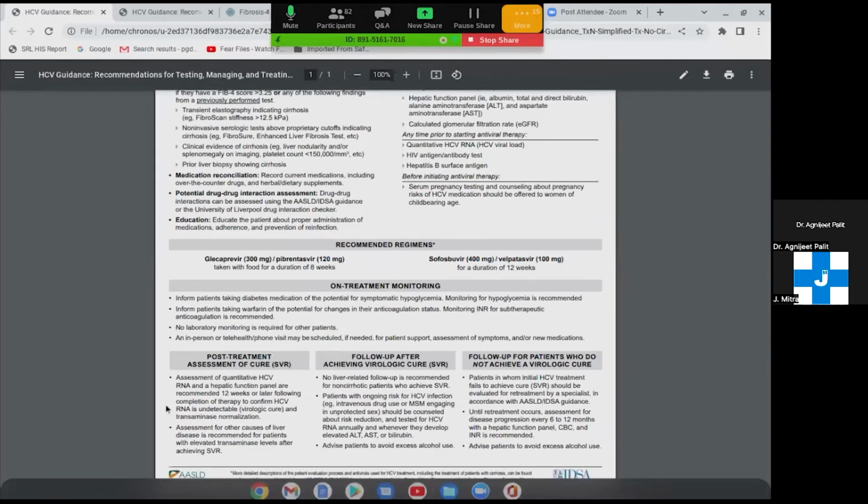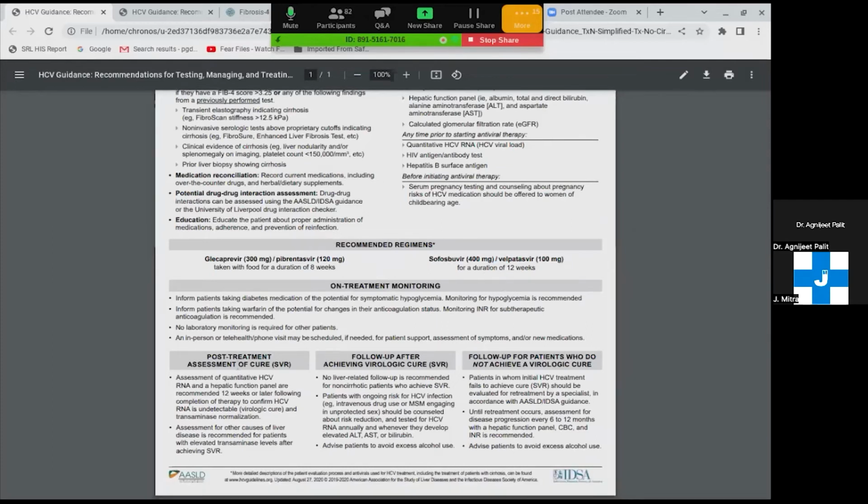It is important that after the treatment, we see whether there has been SVR or not. So quantitative HCV RNA and a hepatic function panel are recommended 12 weeks or later following the completion of therapy. In cases where there has been SVR, follow-up is recommended in patients with ongoing risk of HCV infection. However, no liver-related follow-up is recommended for non-cirrhotic patients.